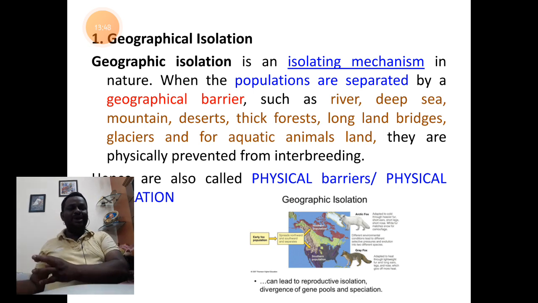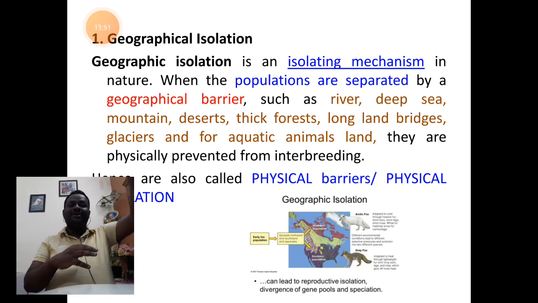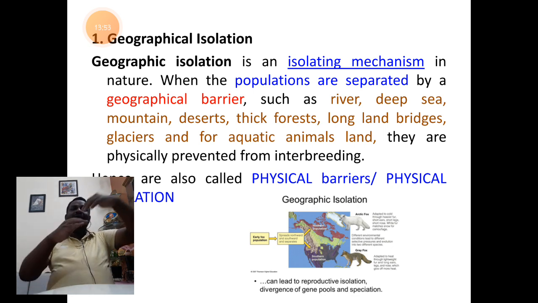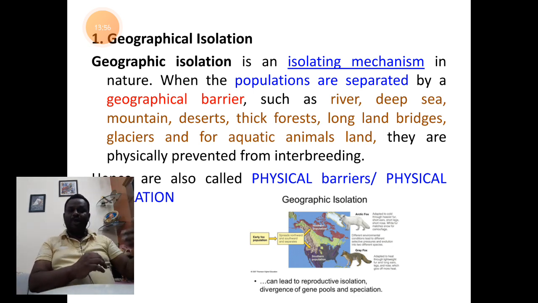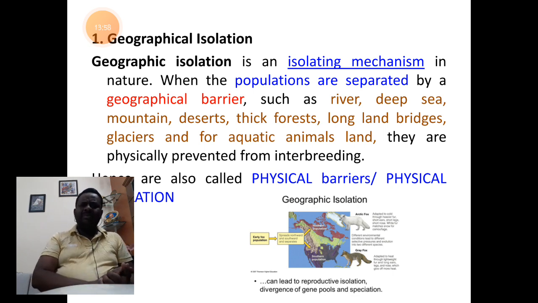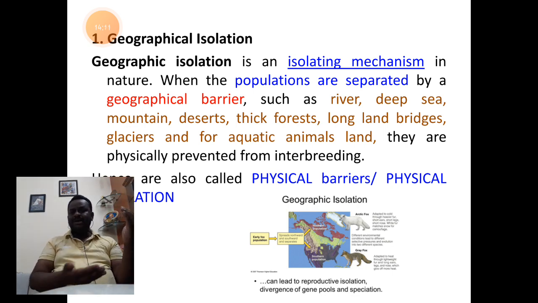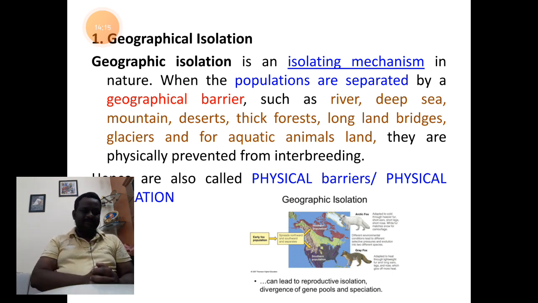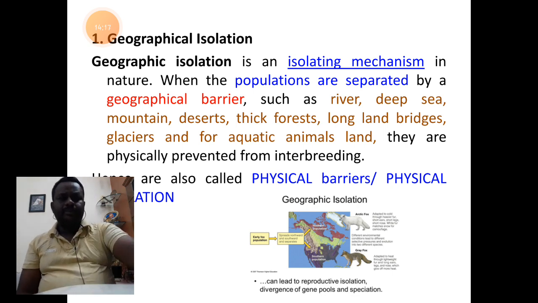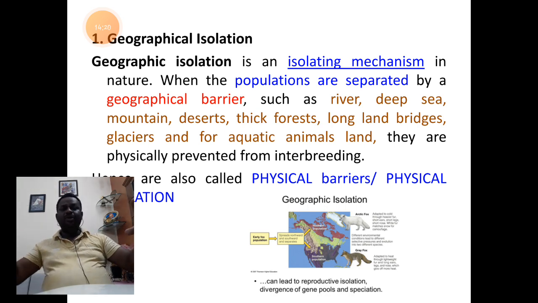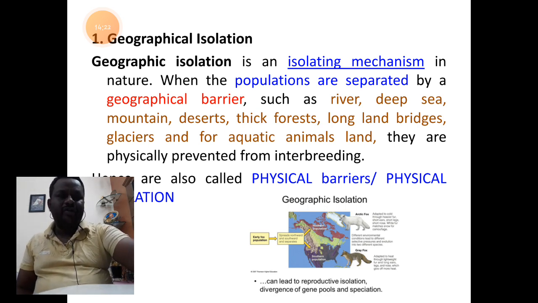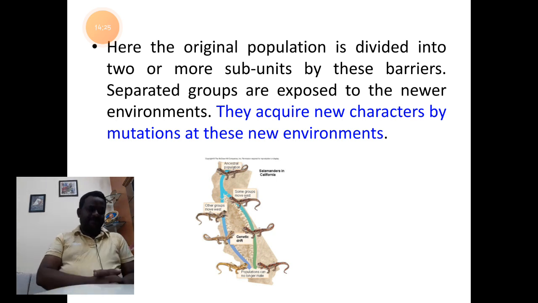So the original population, some have moved to the Arctic region, some have moved to the forest region. This separation is due to the physical or natural geographical barriers. So one has become Arctic fox of white fur, the other fox is of gray color. So two species of foxes obtained from the original population, which we call geographical isolation.